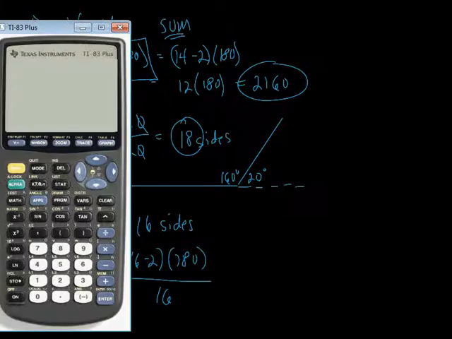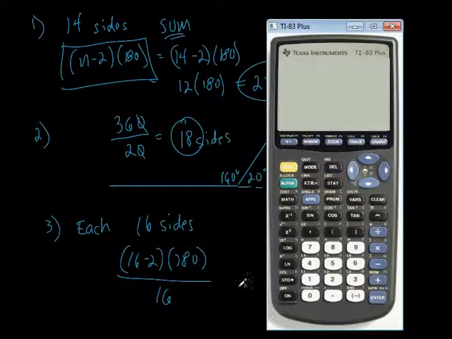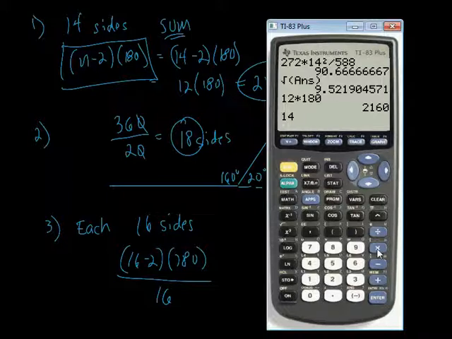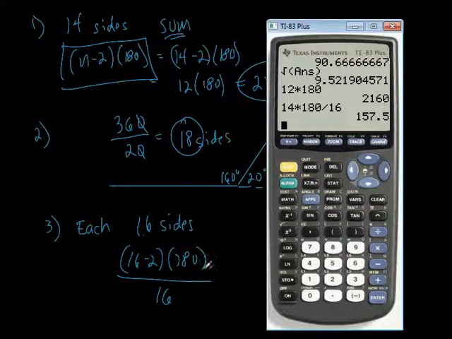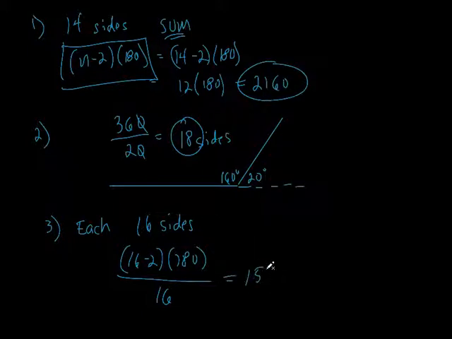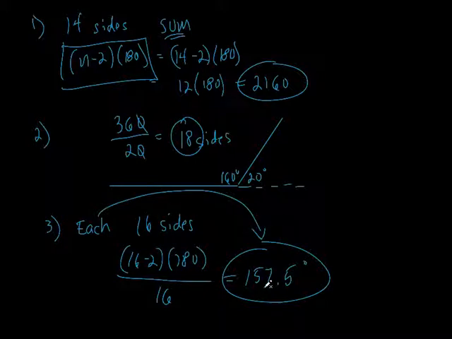So you throw that in your calculator and you see what you get. Well, 16 minus 2 is 14, so it's just, oops, turn that on. So it's 14 times 180, and then take that and divide it by 16. And there you go, 157.5. 157.5, and that's how many degrees? That's degrees. So that's each, right? Each interior angle would be 157.5 degrees if you had a 16-sided figure. That's probably the easiest way to do it.